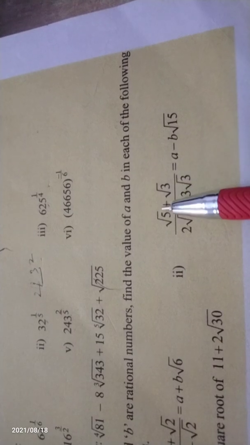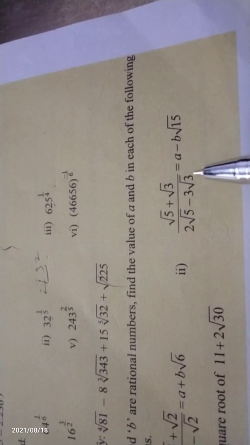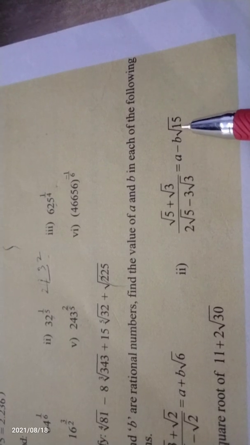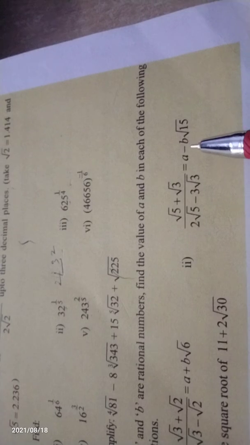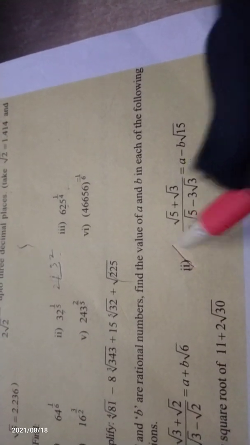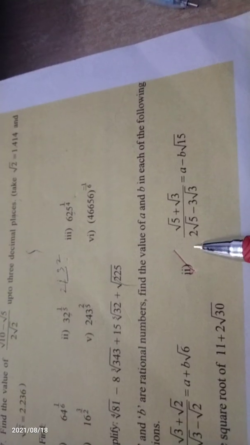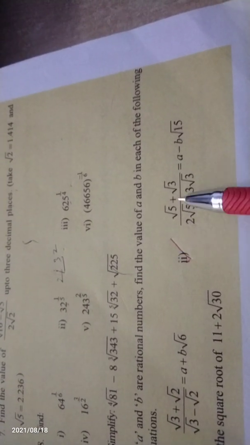So let's see the second one. What is the second one? Root 5 plus root 3 divided by root 5 minus 3 root 3 is equal to 5 minus A minus B root 15. Take it as your homework. Do it, simplify it. If you do not get the answer, I will explain in the next class. First you have to try it.